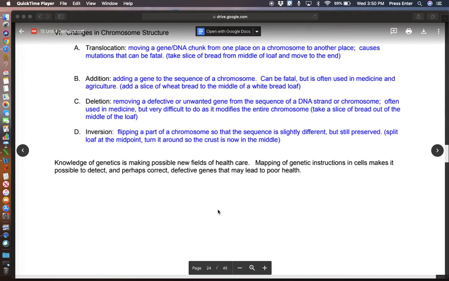Tomorrow I'll go through and do some DNA history and structure with you, and then the day after that I'm hoping to get something together for protein synthesis.